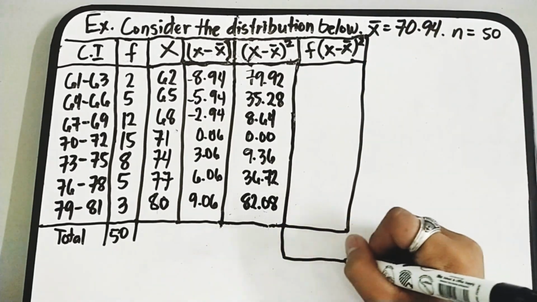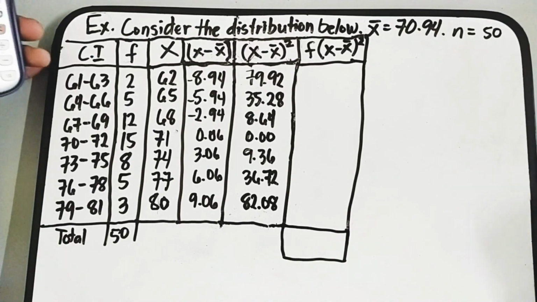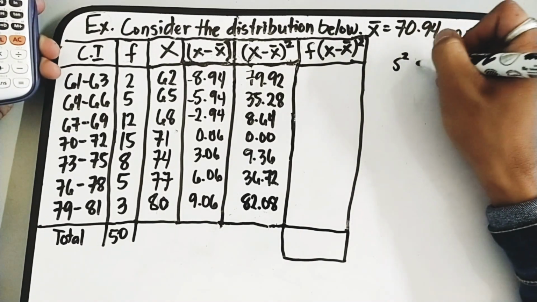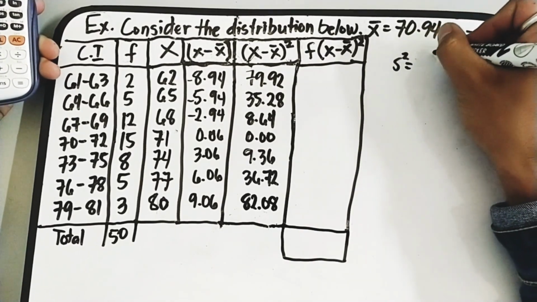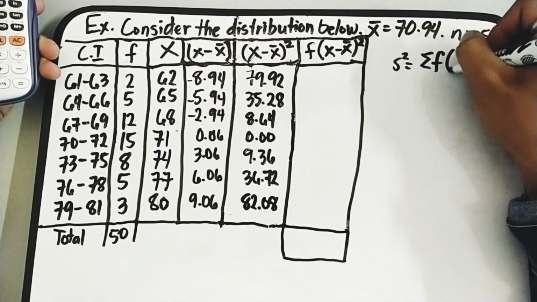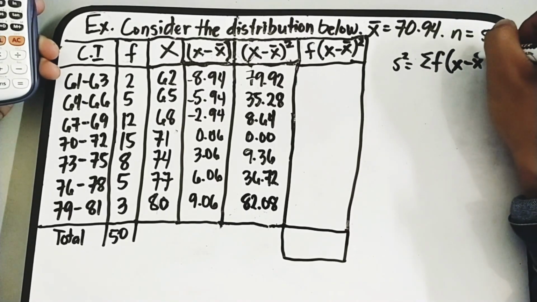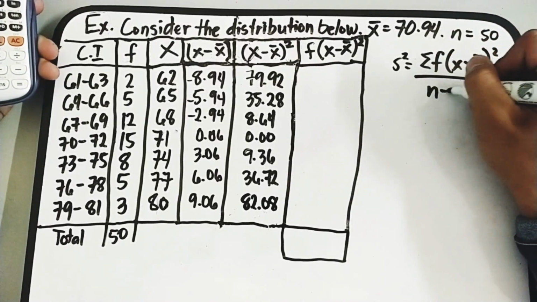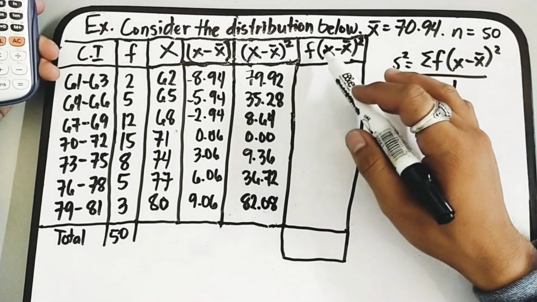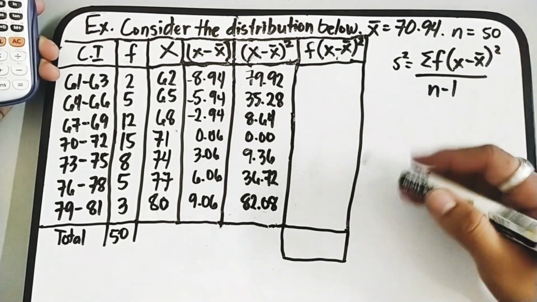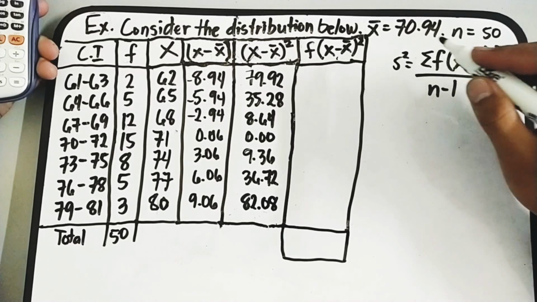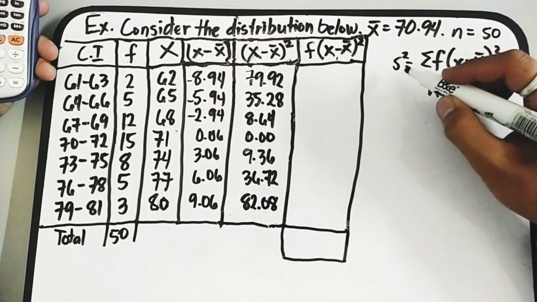So, bakit ba natin kinukuha yan? Di ba nga kasi yung formula ng ating standard deviation saka nung variance natin, we have summation of frequency times our x minus x bar squared. Ganyan yung formula. All over n minus 1. So, hindi tayo makapag-proceed ng walang ganito. And for our standard deviation, ini-squared root niya lang tong variance na to.